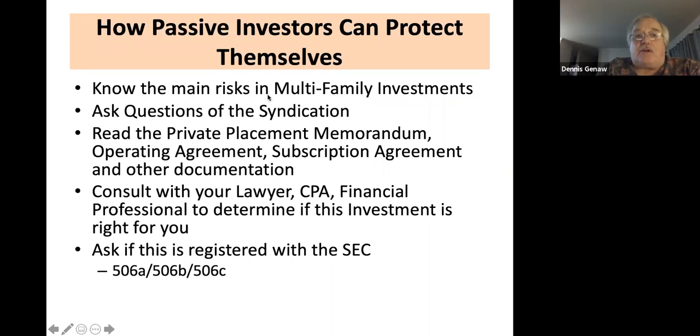So know the main risks. In summary, basically, know the main risks in multifamily investments. Ask questions of the syndication. That's the best way that you can protect yourself in a syndication, is to be knowledgeable enough and to ask questions. Read all the documents that they have to provide.